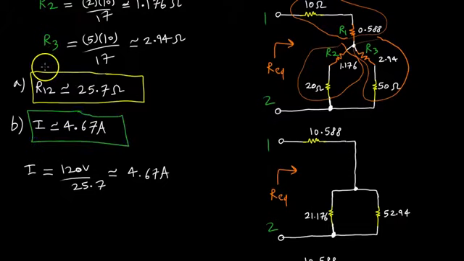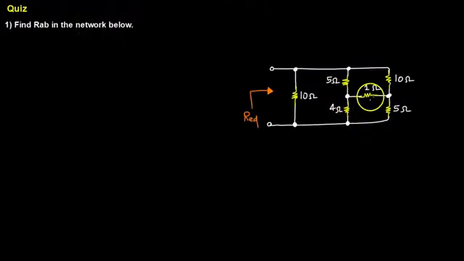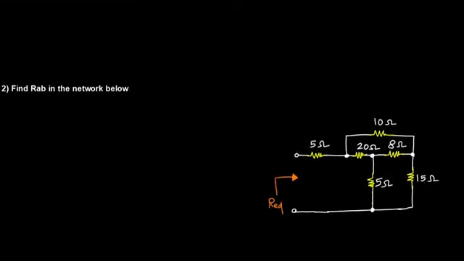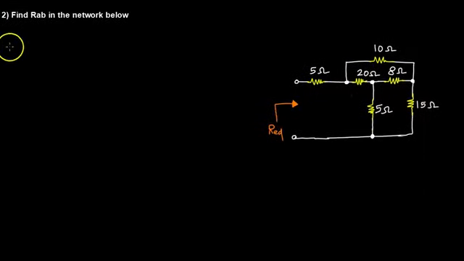Next we're going to take a quiz. Alright, so let's look at the quiz problems. For the first problem, we're asked to find RAB in the network below, where A and B are the terminals shown. And of course, we're going to have to use the techniques we've learned in this lecture. And for problem 2, we were asked to find RAB as well for the same terminals. And again, we have to use the techniques we learned in this lecture.